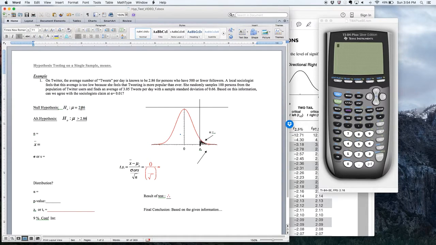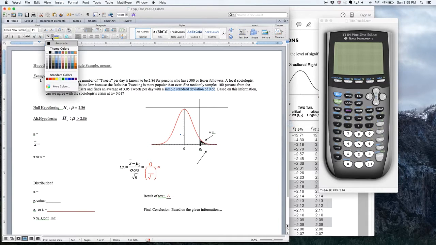Remember, the null hypothesis is assumed to be true. The alternative hypothesis is a suspicion. It's like a gut feeling, and this is what you're going to use to oppose the null hypothesis. So let's keep reading here. She randomly samples 100 people. So there's your sample size, and finds an average of 3.05 tweets per day, with a sample standard deviation of 0.66.